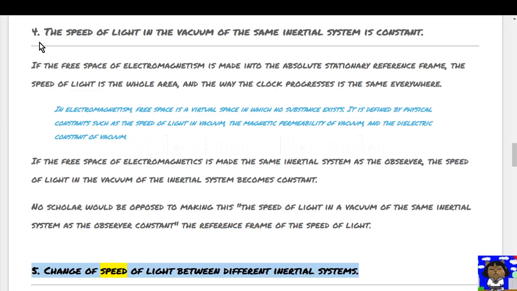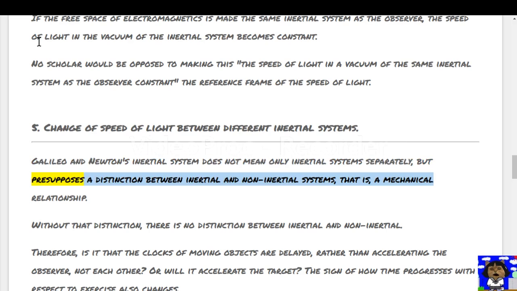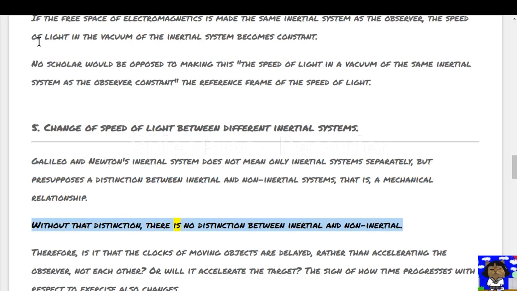5. Change of speed of light between different inertial systems. Galileo and Newton's inertial system does not mean only inertial systems separately, but presupposes a distinction between inertial and non-inertial systems, that is, a mechanical relationship. Without that distinction, there is no distinction between inertial and non-inertial.